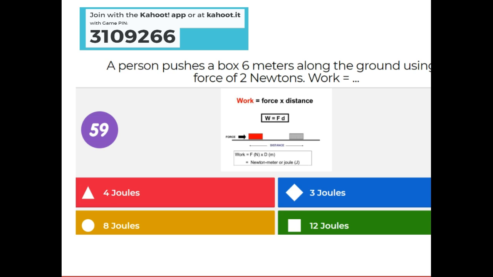3, 2, 1. Good. All right. This should actually be 12 joules. Our answer here is actually 12 joules. All right. Mike is in the lead. Michael R. is following. And the next question is work being done?